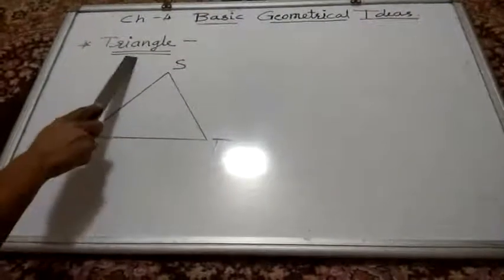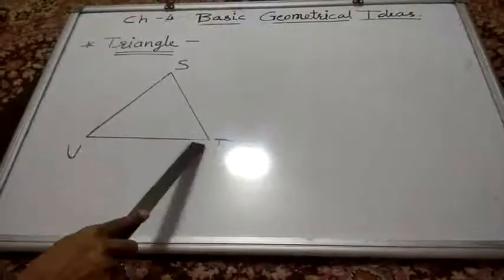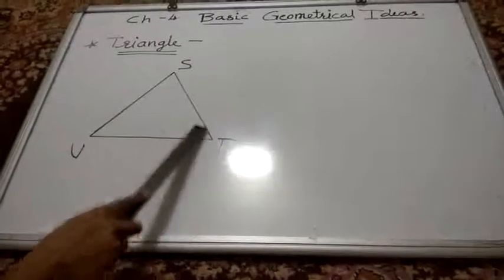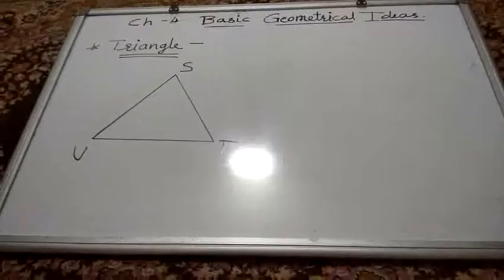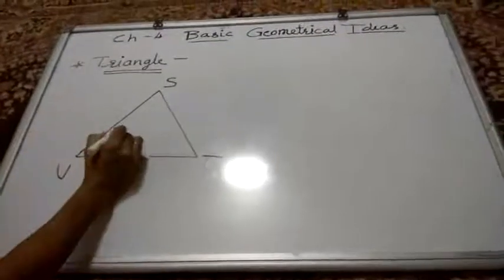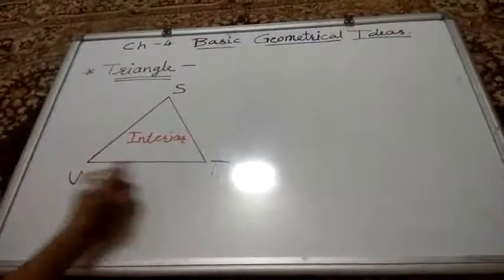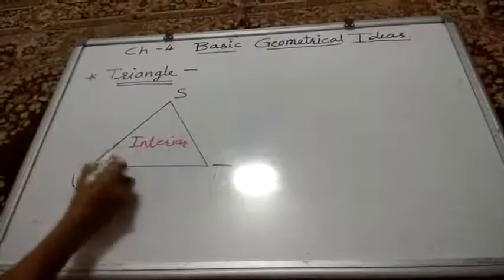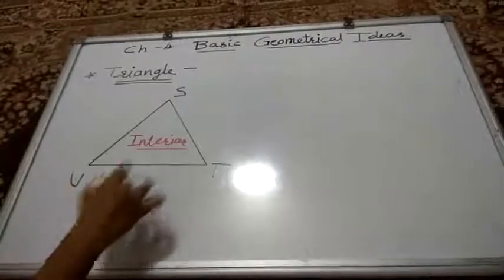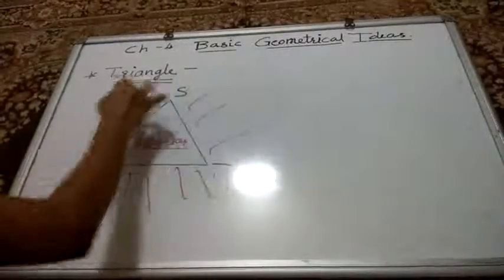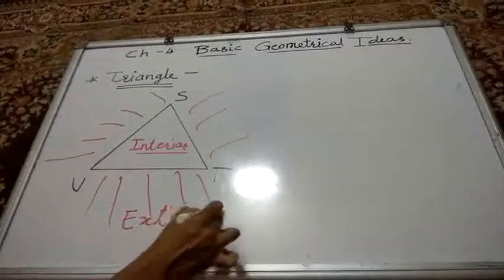Now a triangle also has an exterior and an interior. It is triangle STU. Along with this side, the inside area is known as the interior of the triangle, and this outside area of the triangle is known as the exterior of the triangle.